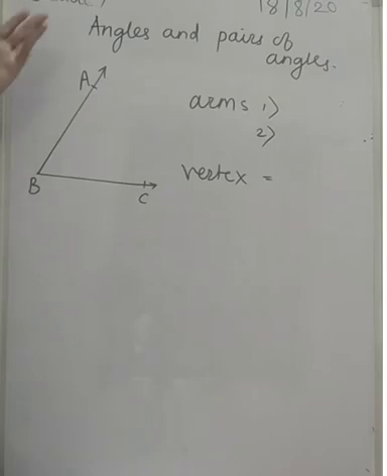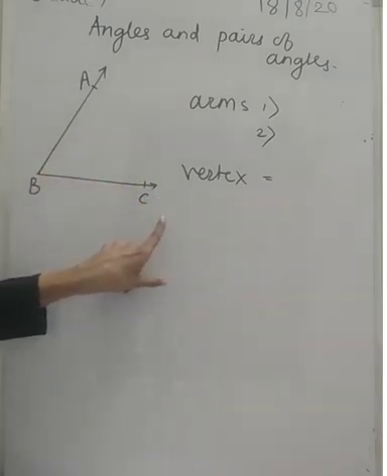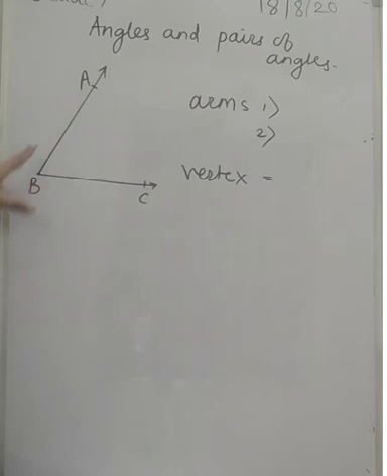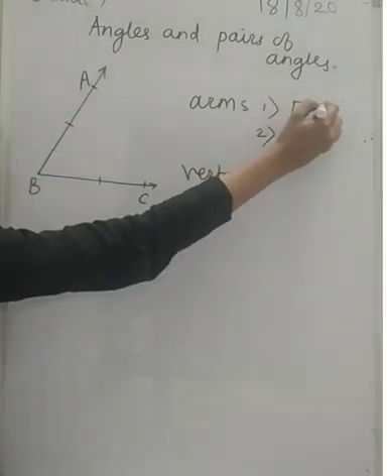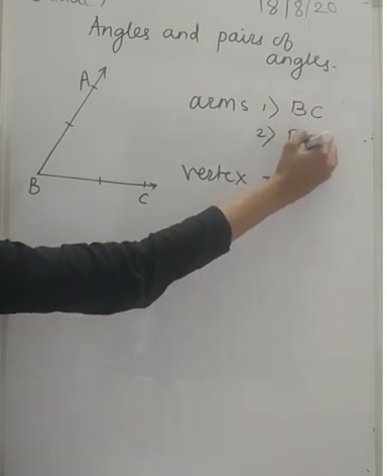So today we are going to start with the next chapter, and that is angles and pair of angles. What you see here is an angle. An angle has two arms. One arm is BA and the other arm is BC. Arm BC and arm BA.